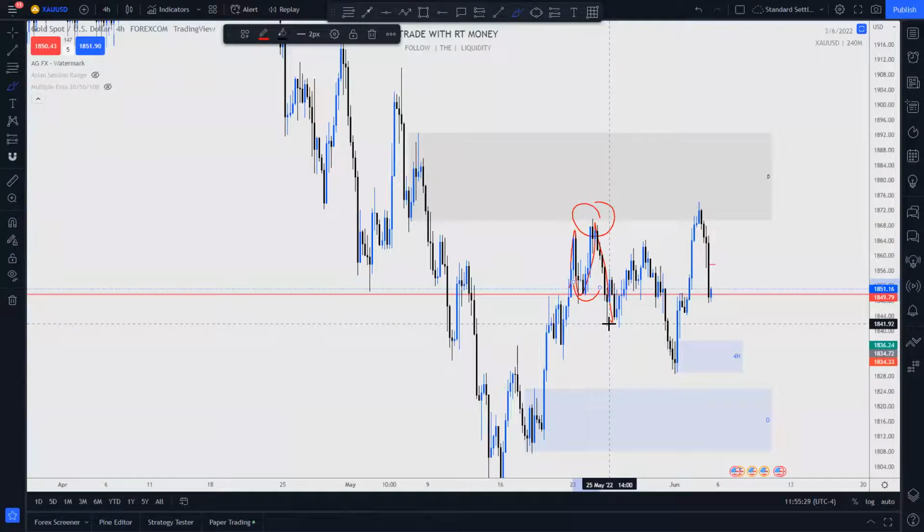And what do I look for? A return to impulse, right? Here's the impulse. Boom, boom. What did price do? Return right to it, take a nice short. It was lovely. Okay, great.